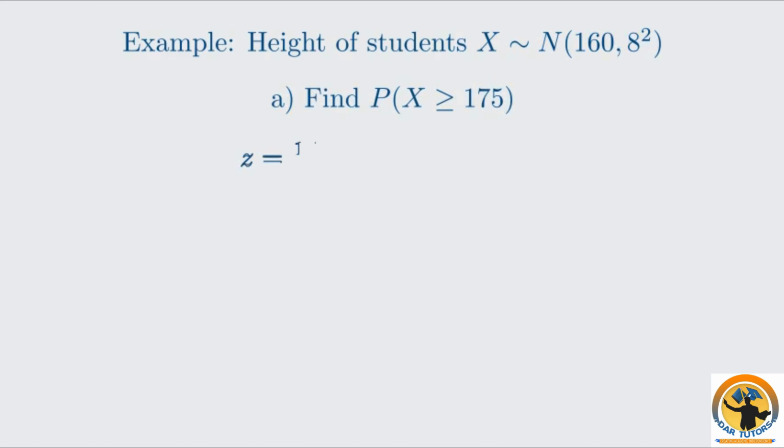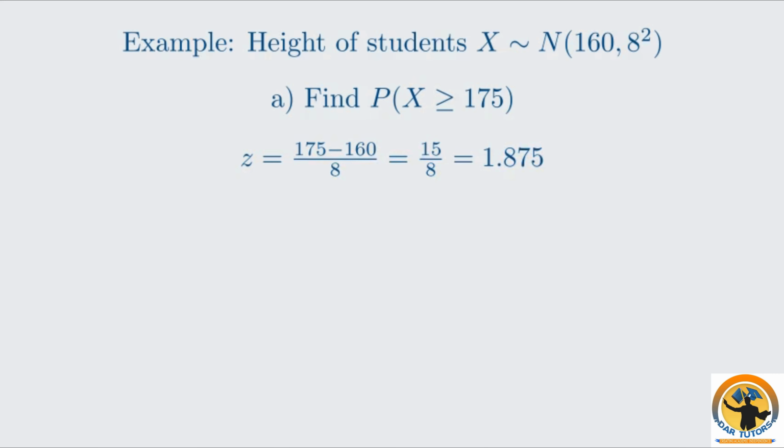First, we find the z-score. Z equals 175 minus 160 all over 8. That's 15 divided by 8, which is 1.875. So the problem is equivalent to finding P of z is greater than or equal to 1.875.